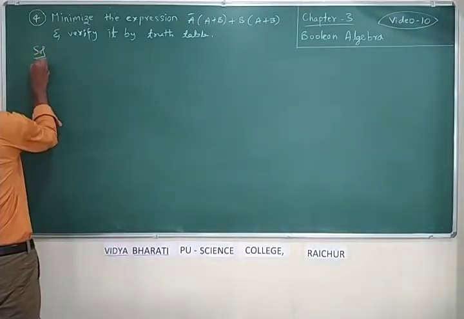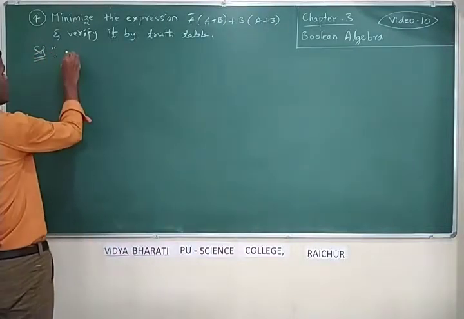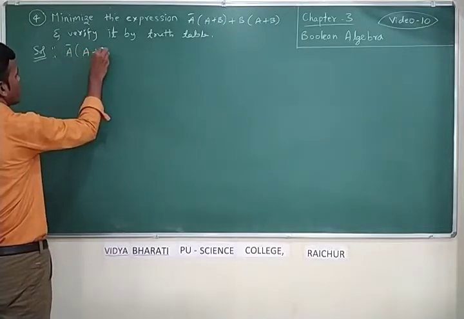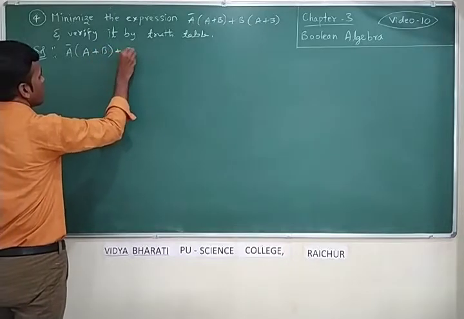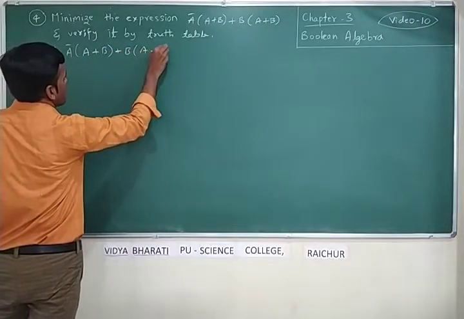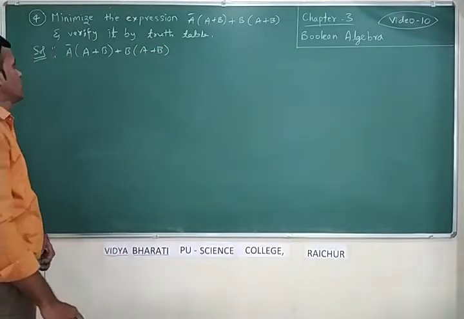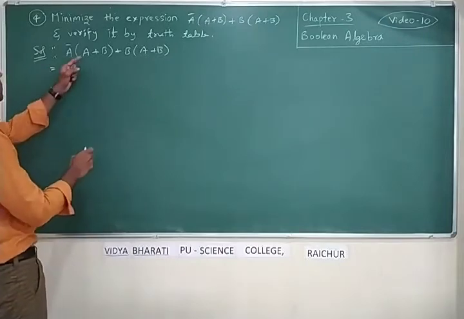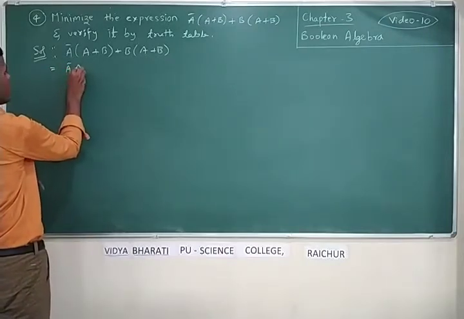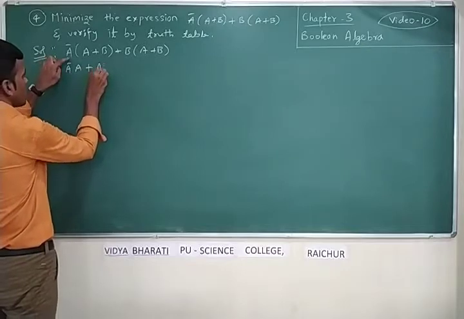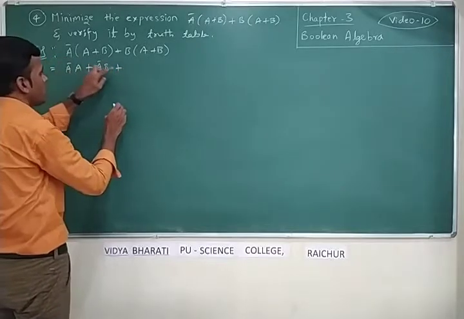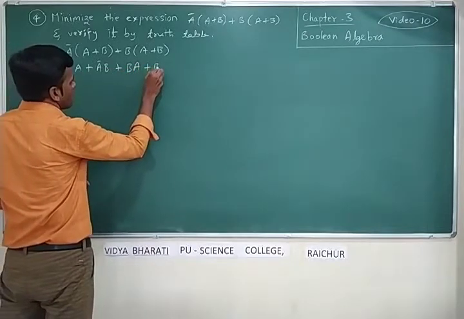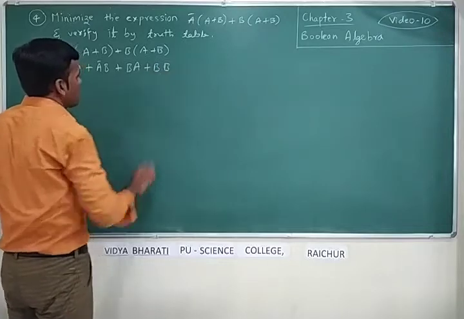Solution. The given expression is A complement outside the bracket, with A plus B within the bracket, times A plus B within the bracket. First we go for the internal multiplication here: A complement A plus A complement B, plus BA plus B into B.